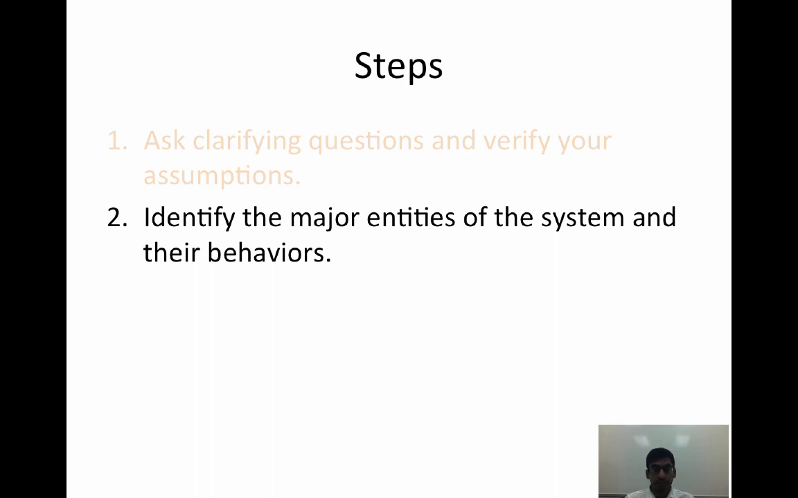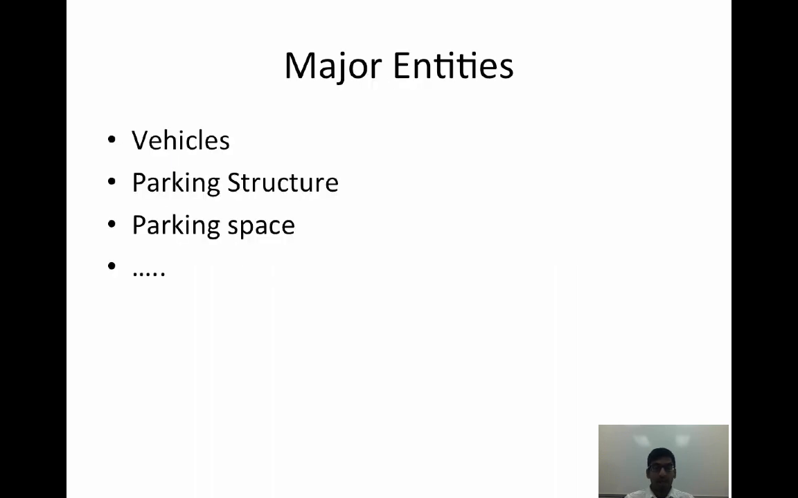And the parking spaces are a part of the bigger parking structure. So I would say the major entities are vehicles, parking structure, parking space, and so on. You could add a payment system if it's a private garage. Maybe you could have a validation system and so on. But just to keep things simple, vehicle, parking structure, and parking space are for now the major entities in our system.